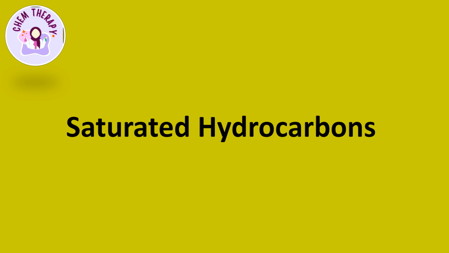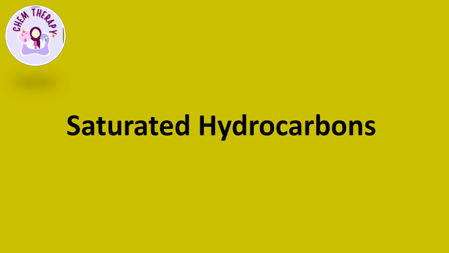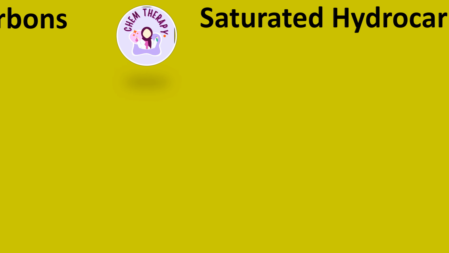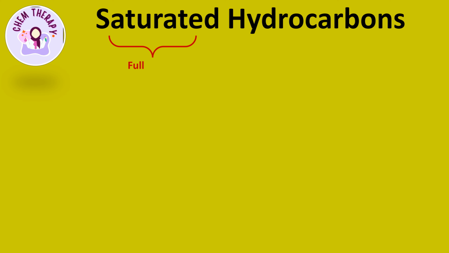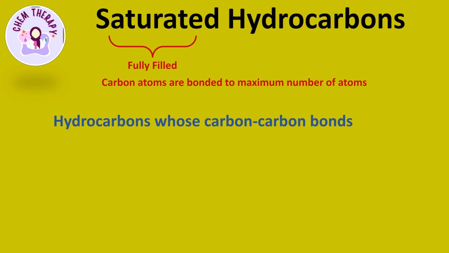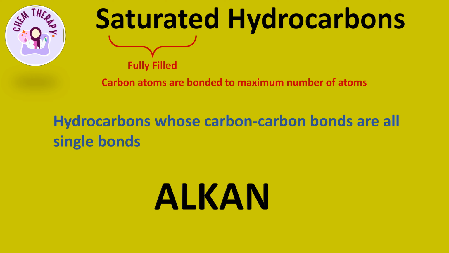Let's first discuss saturated hydrocarbons. The word saturate means fully filled. In saturated hydrocarbons, carbon atoms are bonded to maximum number of atoms, as carbon has a valency of 4. So in saturated hydrocarbons, carbon atoms are bonded to 4 other atoms. On the basis of these facts, we define saturated hydrocarbons as those whose carbon-carbon bonds are all single. Saturated hydrocarbons are also called alkanes.